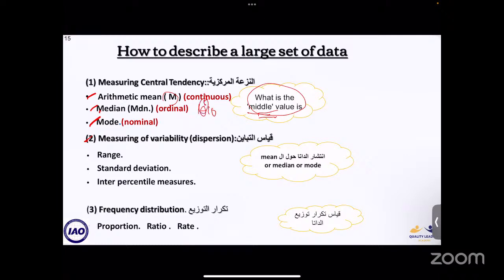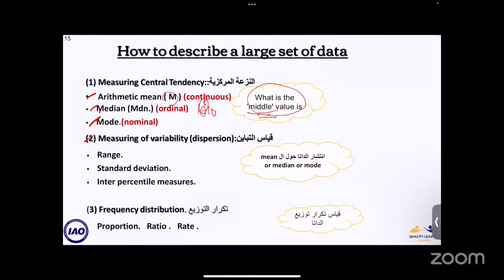For the mode, used for nominal data, the most frequently occurring value or category in the data set. So for example, the most common blood group in a population is O positive. So these measures provide a simple summary of the data set, making it easier to interpret trends and patterns. Don't worry, Radha. After this, I will discuss it further.